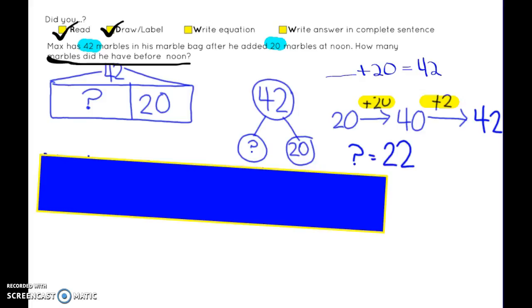Now we have written the equation and we have solved our problem. The last thing we have to do is write our answer in a complete sentence. Go ahead and write your answer out. Press pause while you're working, then press play when you're ready to continue with me.